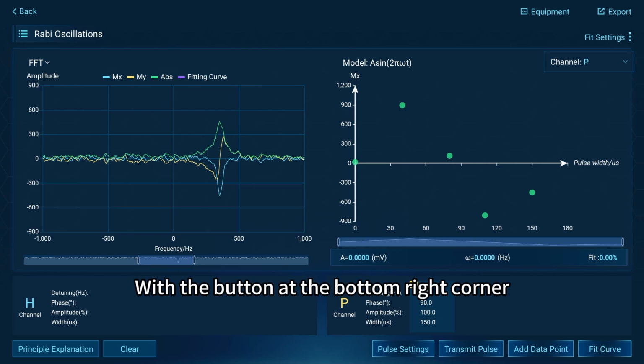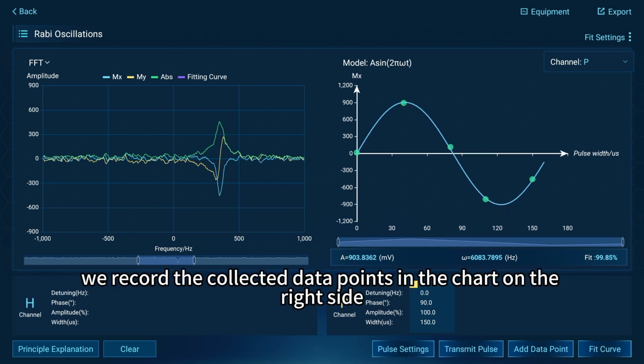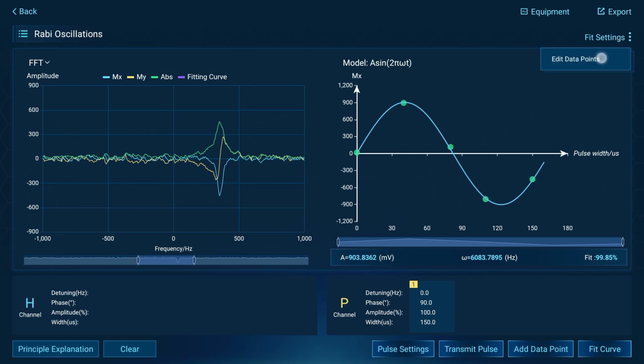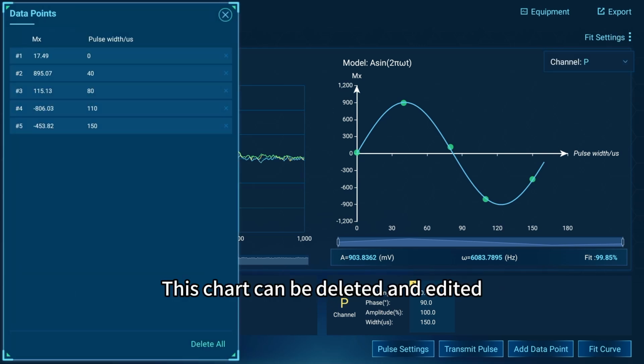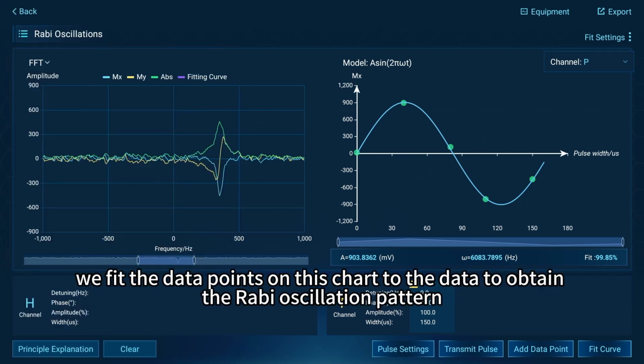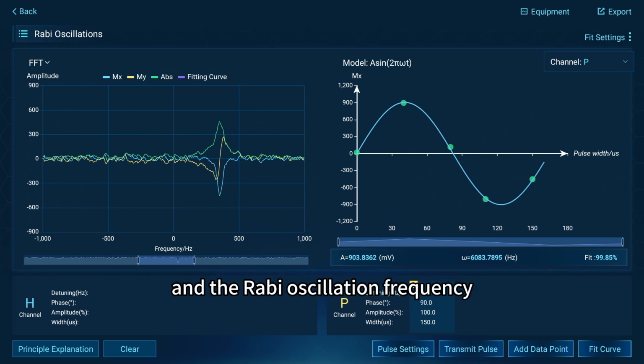With the button at the bottom right corner, we record the collected data points in the chart on the right side. This chart can be deleted and edited. Afterward, we fit the data points on this chart to obtain the Rabi oscillation pattern and the Rabi oscillation frequency.